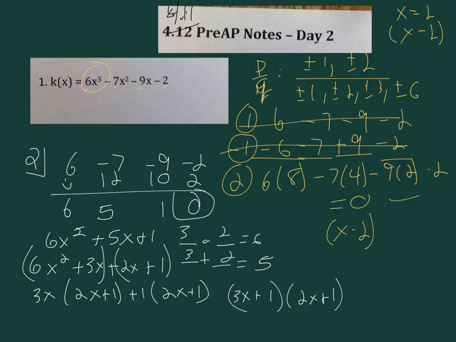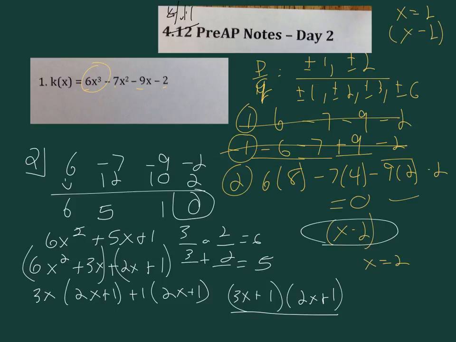Okay. So now what we want to do is find the solution. We have the two factors that we just found from factoring, plus we have the x minus 2 that we found from the rational root theorem. So then we're going to get our three solutions. If x minus 2 is the factor, then x would equal 2 for the solution.